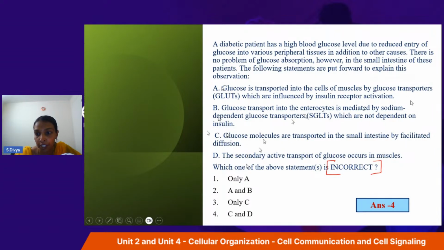Because when you are confident that it can go for GLUT transporters, how can you expect C? And if you have already given GLUT transporters and sodium dependent glucose transporters, there is no requirement of secondary active transport, because secondary active transport is against the concentration gradient and takes the help of the primary concentration gradient. Right?